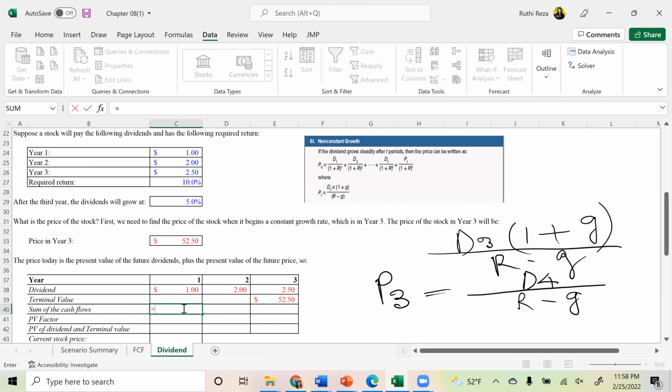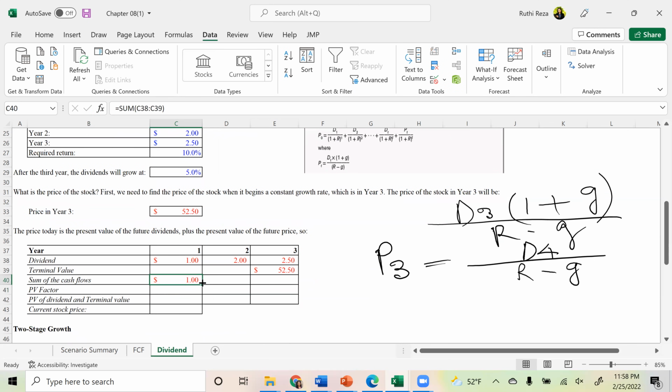Now let us calculate the sum of our cash flows, which is the sum of dividend and terminal value. Next, present value factor. I showed you the formula in the previous sheet. So 1 over 1 plus the discount rate. In this case, it is cost of equity because you are discounting dividend, to the power time period.